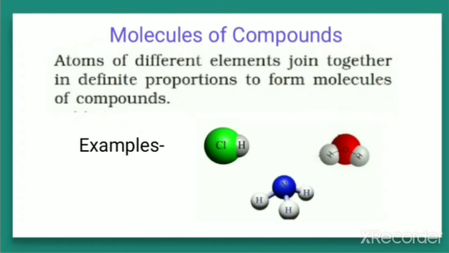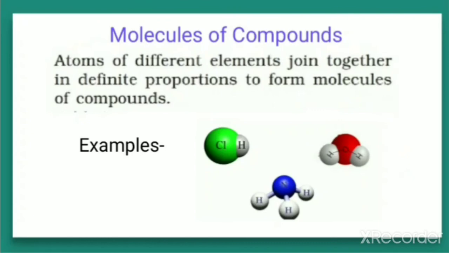So what is a molecule of compound? Atoms of different elements join together in a definite proportion to form molecules of compounds. Examples are hydrochloric acid, water, ammonia, and so many other examples are there. As we have discussed in the law of definite proportion, there is a definite ratio in which the atoms of different elements are combining.